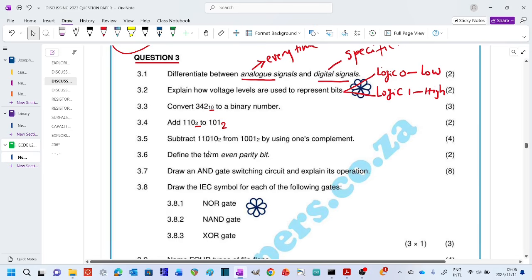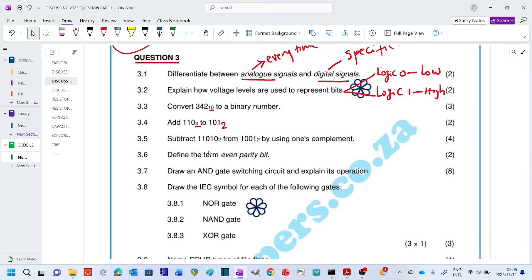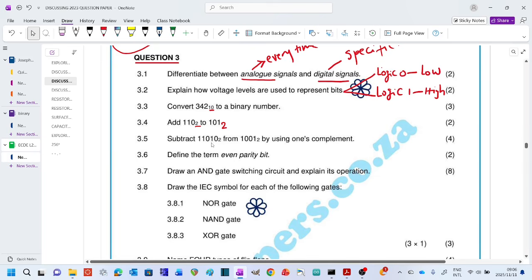Subtract. Okay, this is going to be a little bit challenging. Subtract 11010 from 1001 by using 1's complement. So here we're going to use 1's complement. I'm going to do my best to solve this question using 1's complement.